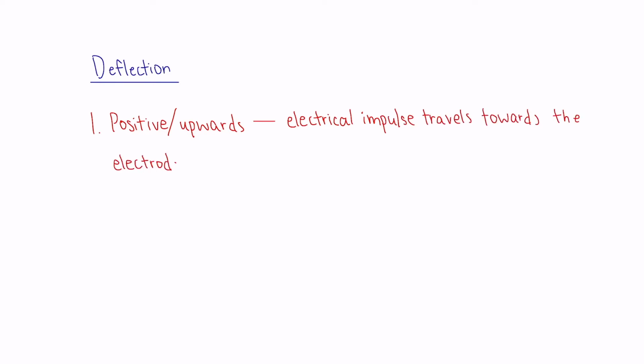There are 2 types of deflection, positive or upwards if the electrical impulse travels towards the electrode, and yes, you guessed it, negative or downwards if the impulse travels away from the electrode. There are 6 chest leads and 4 limb leads. The chest leads are labelled V1 to V6 and are placed as follows.